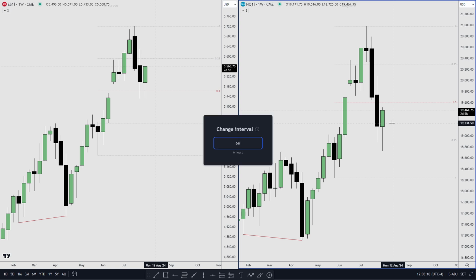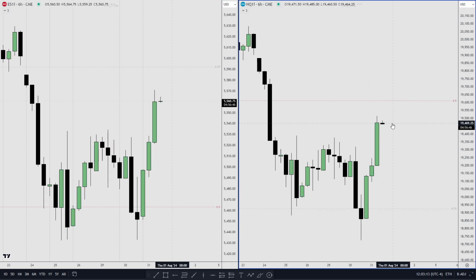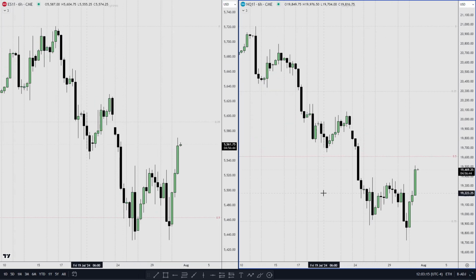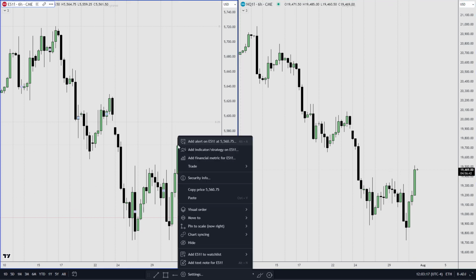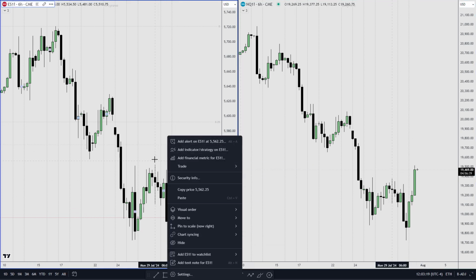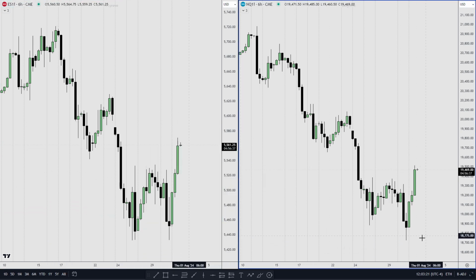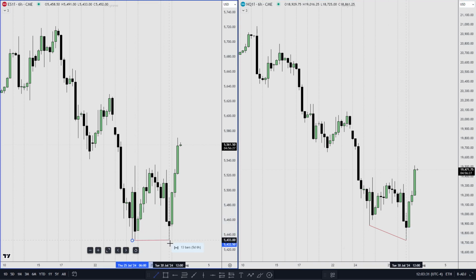On the 6 hours time frame, within the proportion order block, we have SMT on the lows between ES and NQ. We have closed above this down close candle for ES and this down close candle for NQ.